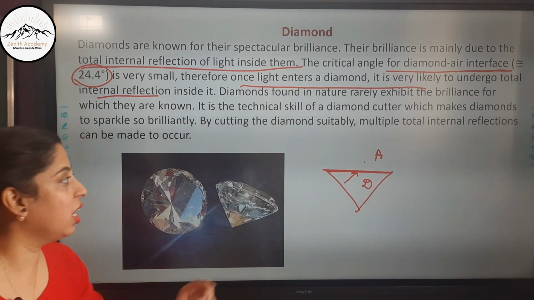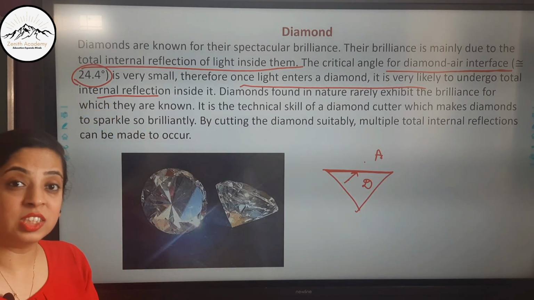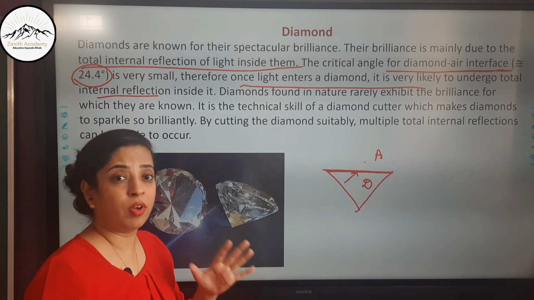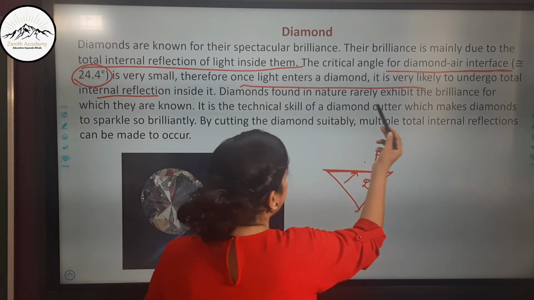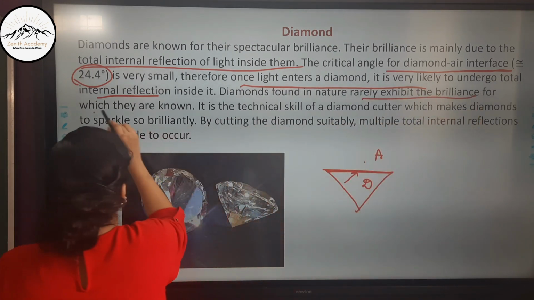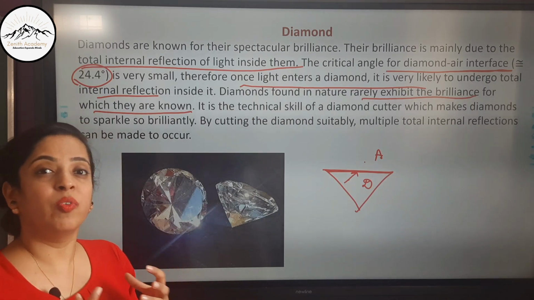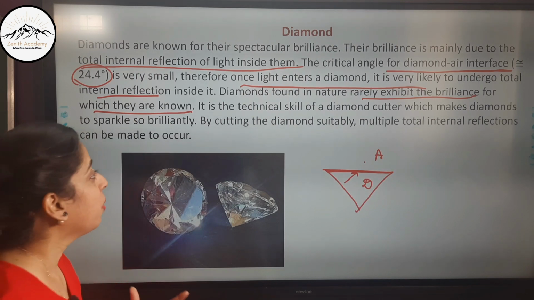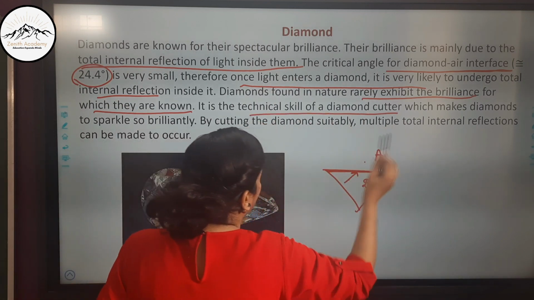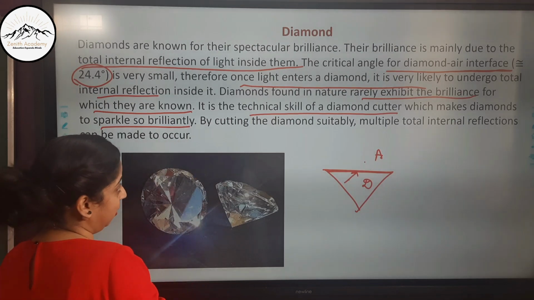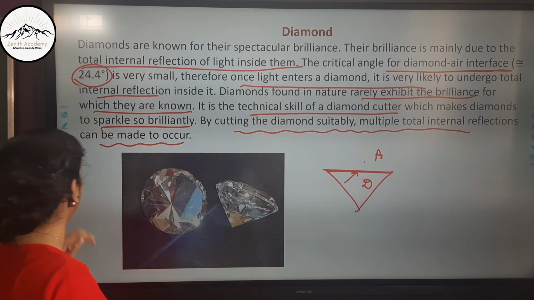Since the critical angle of the interface between diamond and air is very small, 24.4 degrees, there is a lot of chance for the light to suffer multiple total internal reflections inside it. Diamonds found in nature rarely exhibit the brilliance for which they are known. If you extract diamonds directly from the earth, you will not be able to see their shine. It is the technical skill of the diamond cutter which makes diamonds sparkle so brilliantly. So, by cutting the diamond suitably, multiple total internal reflections can be made to occur.